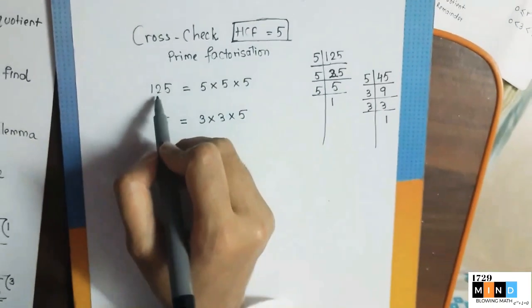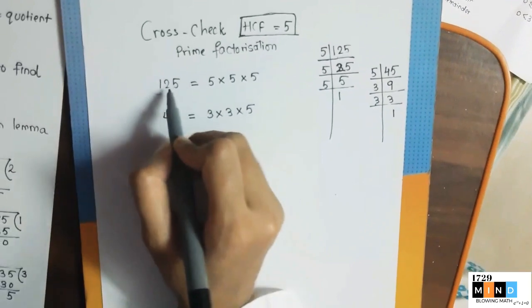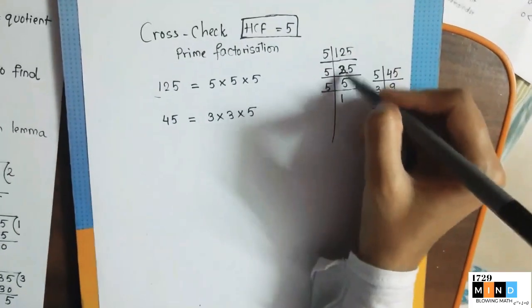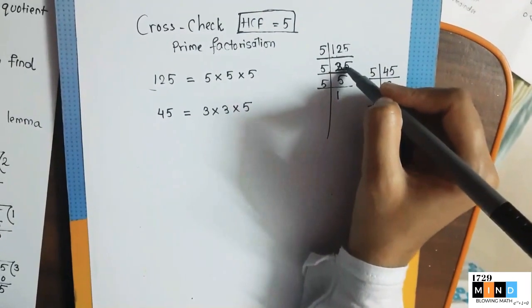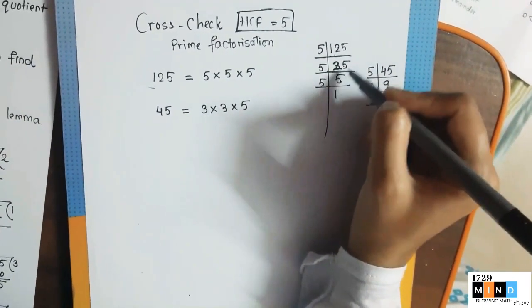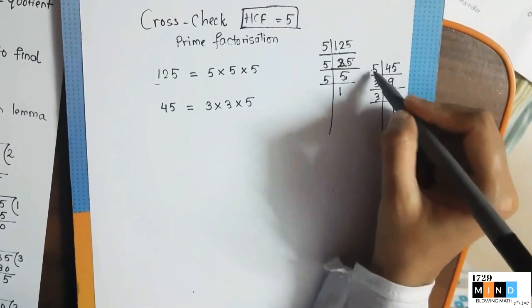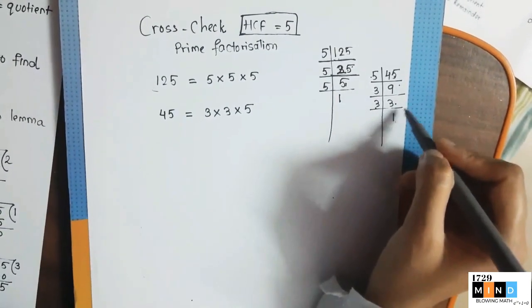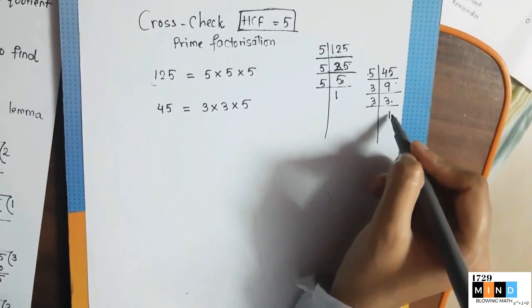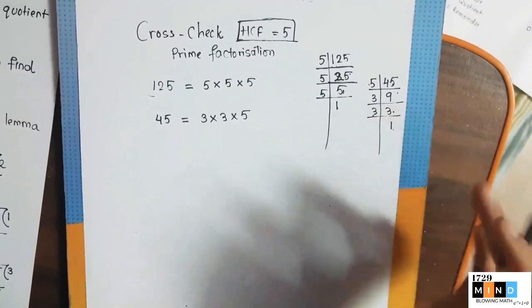For prime factorization, first I need the multiples, the product of 125. So how am I going to take it here? See, 125: 5 25s are 125, then 5 5s are 25, then 5 1s are 5. In the same way for 45: 5 9s are 45, 3 3s are 9, and then 3 1s are 3. Wherever we come to 1, we stop our prime factorization division.